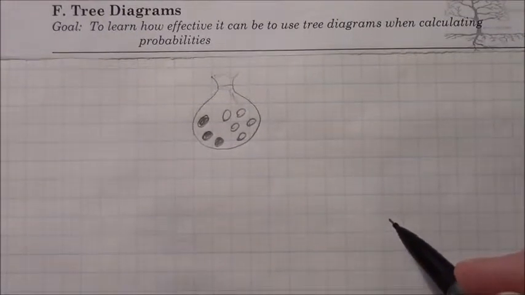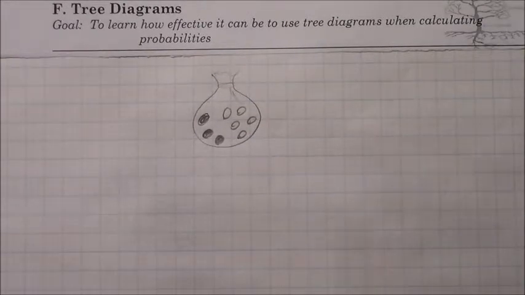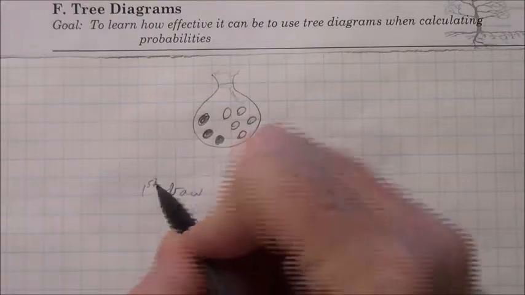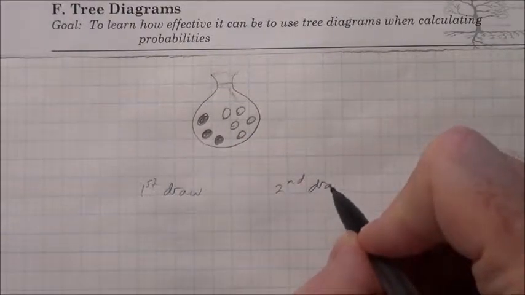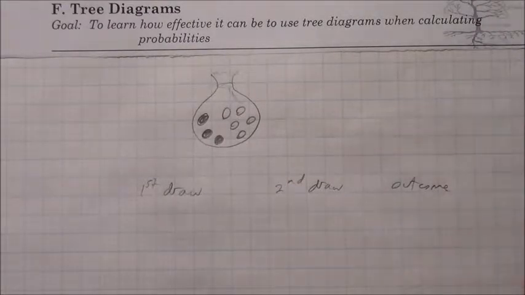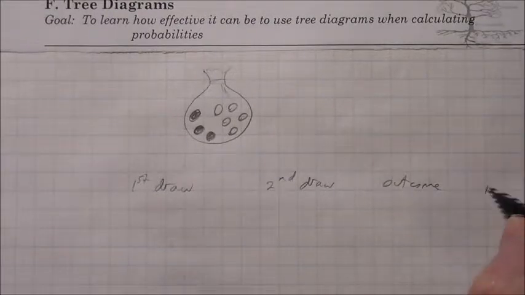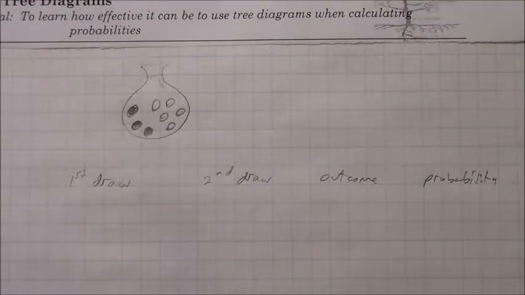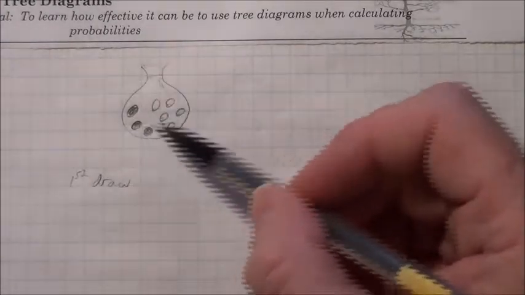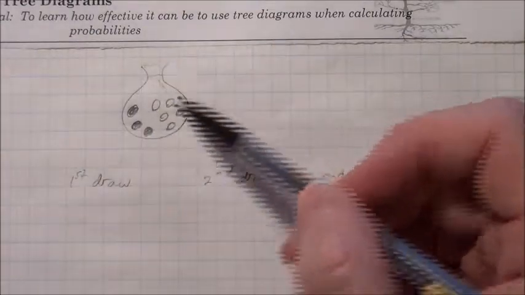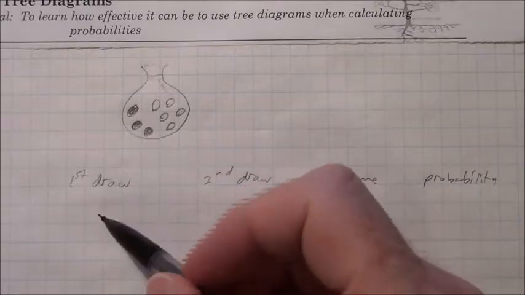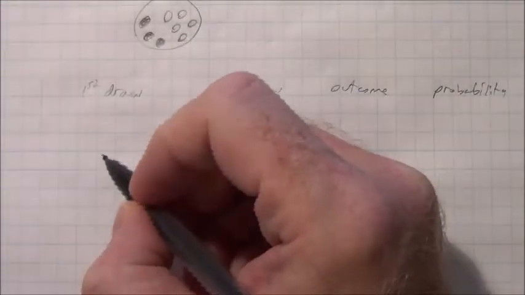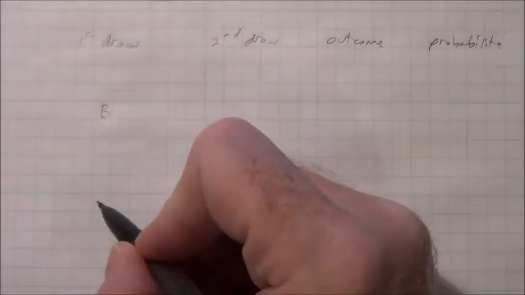So we want to draw out all the possibilities and see what the probabilities are for all those sample spaces. We're going to set this up by saying, here's the first draw, and the second draw is going to be over here. The outcome is going to be listed there, and then the probability will be calculated here. So we know that when you draw a marble out of a bag, it's either going to be black or white. So the first draw is going to be black, for example, or it could be white.